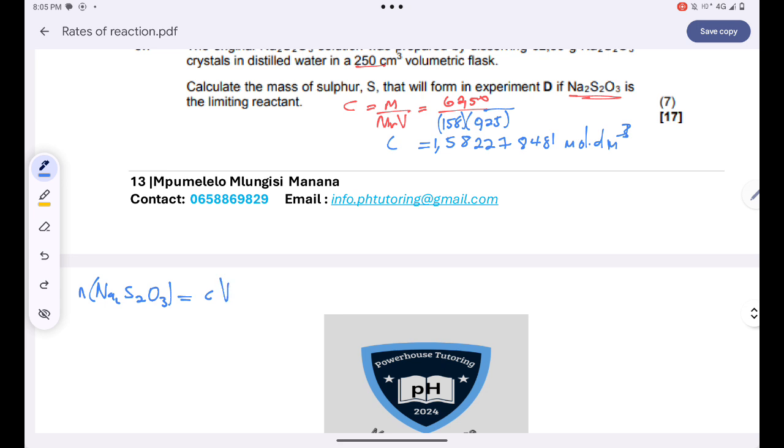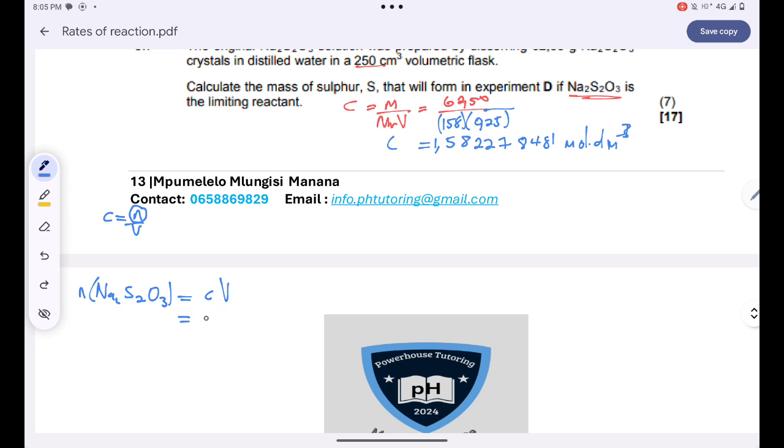Remember that, guys, the equation is given to you. Let me check how it is given to you. Yeah, it's given to you as C equals N over V. Are you together? For me to find N, which represents the number of moles, I just have to cross multiply, and therefore I have number of moles equals concentration multiplied by volume.